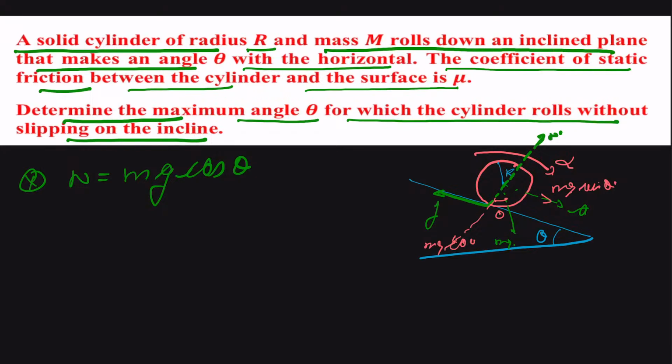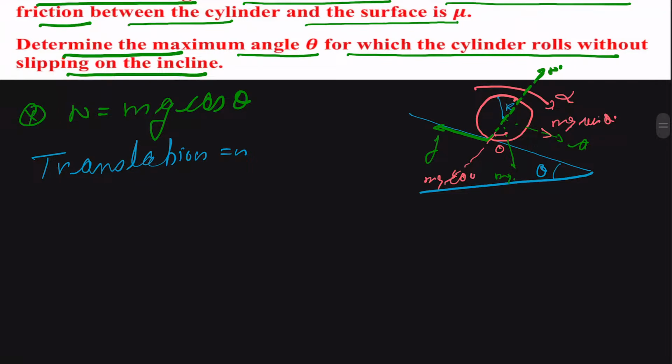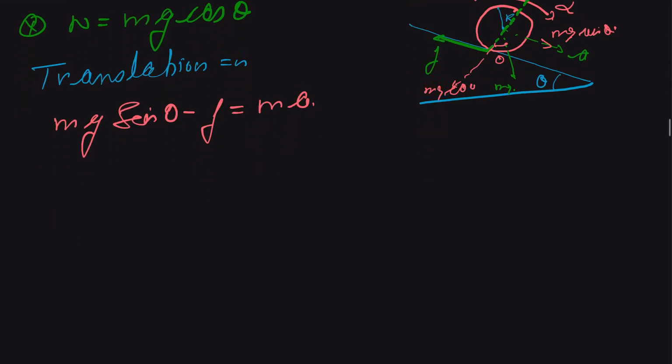Okay. And we can also write the translational equation, and it is moving downward with the acceleration of a. Therefore, we can say that mg sin of theta minus frictional force is equal to mass into acceleration. Okay. And we can also write its rotational equation.